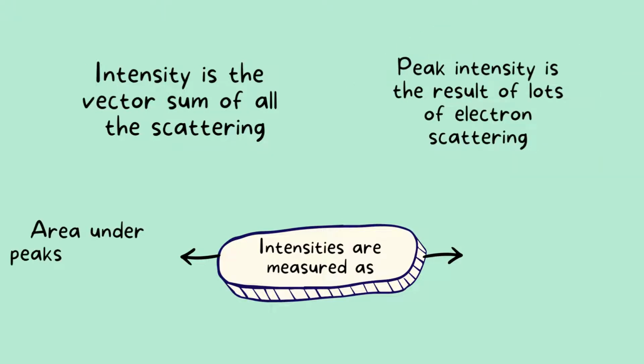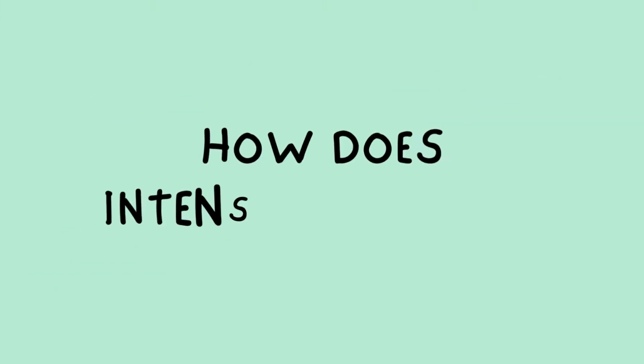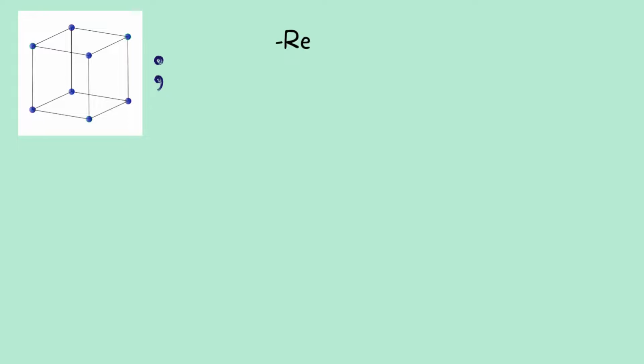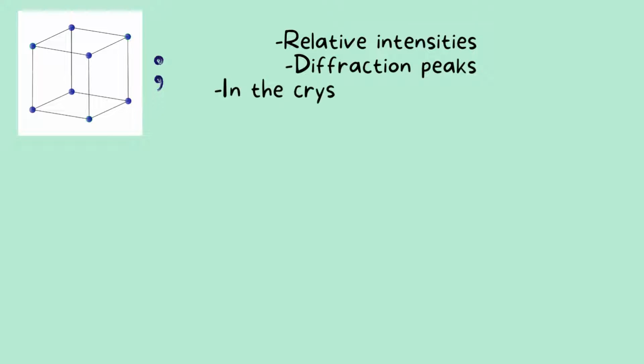Intensities can be measured as either area under peaks, excluding background, or also as peak heights. How do intensities vary? Locations of diffraction peaks are related to d-spacings of families of lattice planes. Besides, relative intensities of diffraction peaks can yield information about arrangement in the crystal lattice structure.